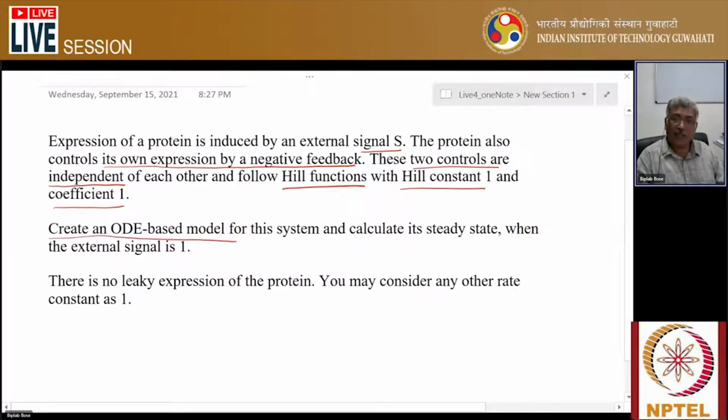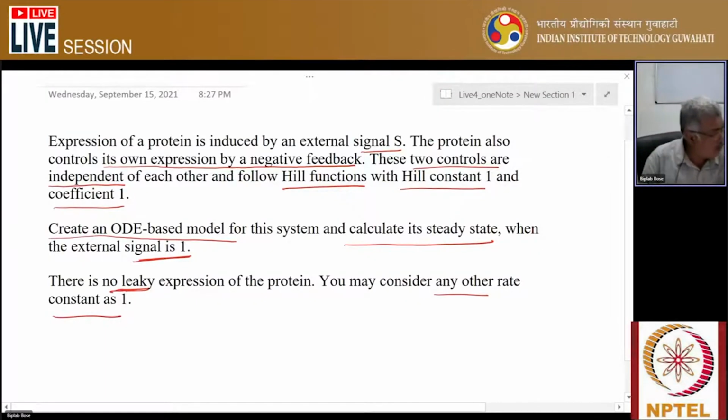So you have to write down the ODEs and calculate the steady state when the signal is 1. That's what we have to do. And you have to consider that there is no leaky expression. Again, the ODE will be simple, and I may consider all rate constants equal to 1. Just please read it. I have read this one for you, but please read the question yourself once. Take 1 minute to read. Then I will start. Try to understand. As you read, I will read out again.